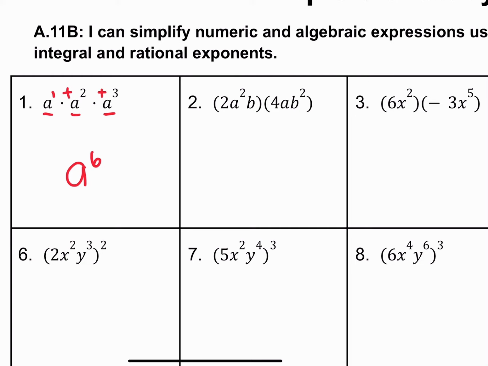Number two, we have 2a squared b times 4ab squared. In this case, this is just saying we're multiplying these two terms together. I would do 2 times 4 first. That would give you 8. You can cross out the 2, cross out the 4. A squared times a, that's to the first power, would be a to the third power. And then we have b to the first power times b squared. That would be b to the third power because it's just 1 plus 2 again. So that would be the answer for number 2.